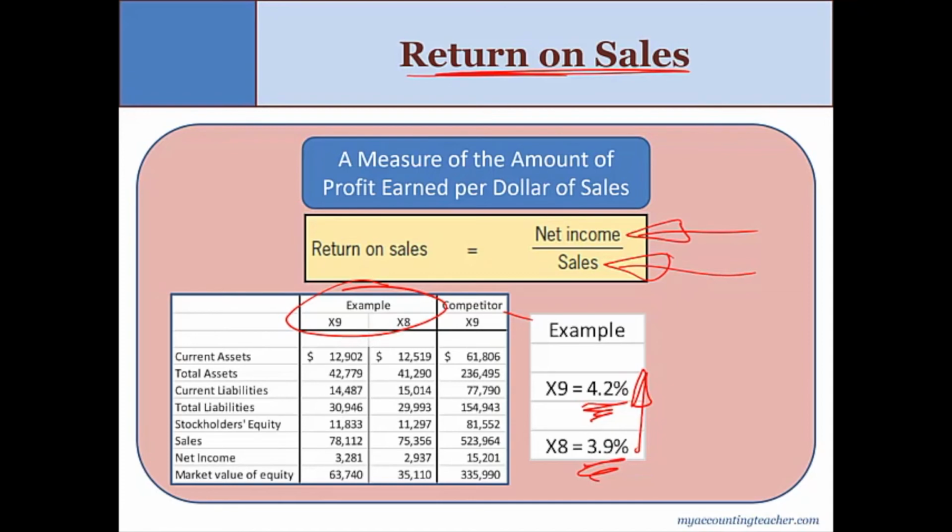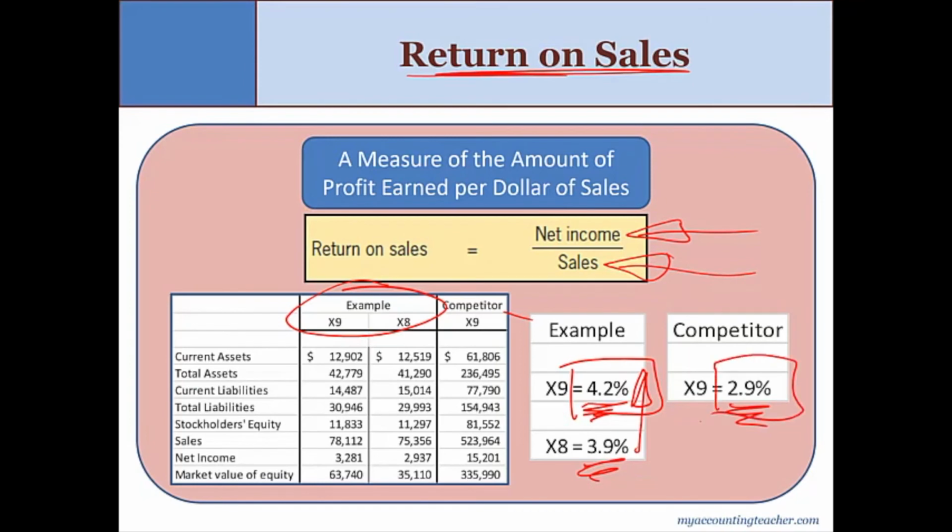And now we have the question, what's our competitor doing? Our competitor's at 2.9%. So while we're coming in for every dollar of sales, we report 4.2 cents of profit. Our competitor wishes they were us. They're only reporting 2.9% of profit for every sales dollar. So if you're the competitor, you're saying, what's the example company doing that we can learn from? How can we make our profit margin or return on sales go up? Again, it's a quick calculation, easy to do, tells us a lot about how a company's performing in terms of profitability.